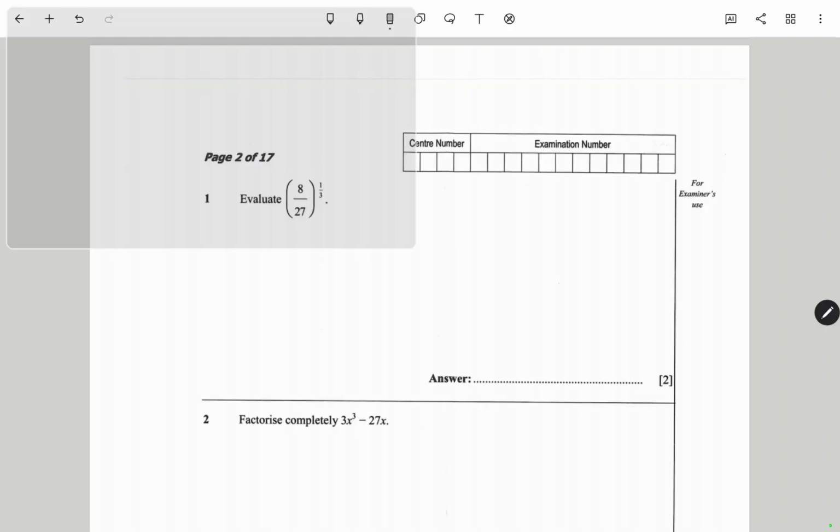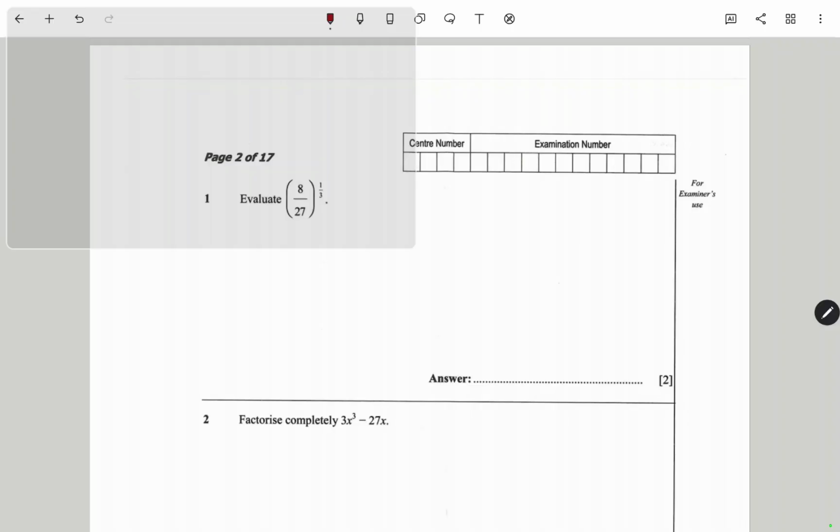Today we're going to revise some past paper questions on indices and algebra. To start with, we'll look at question 1, which says: evaluate (8 divided by 27) to the power 1 over 3. There are different ways in which this question can be solved.